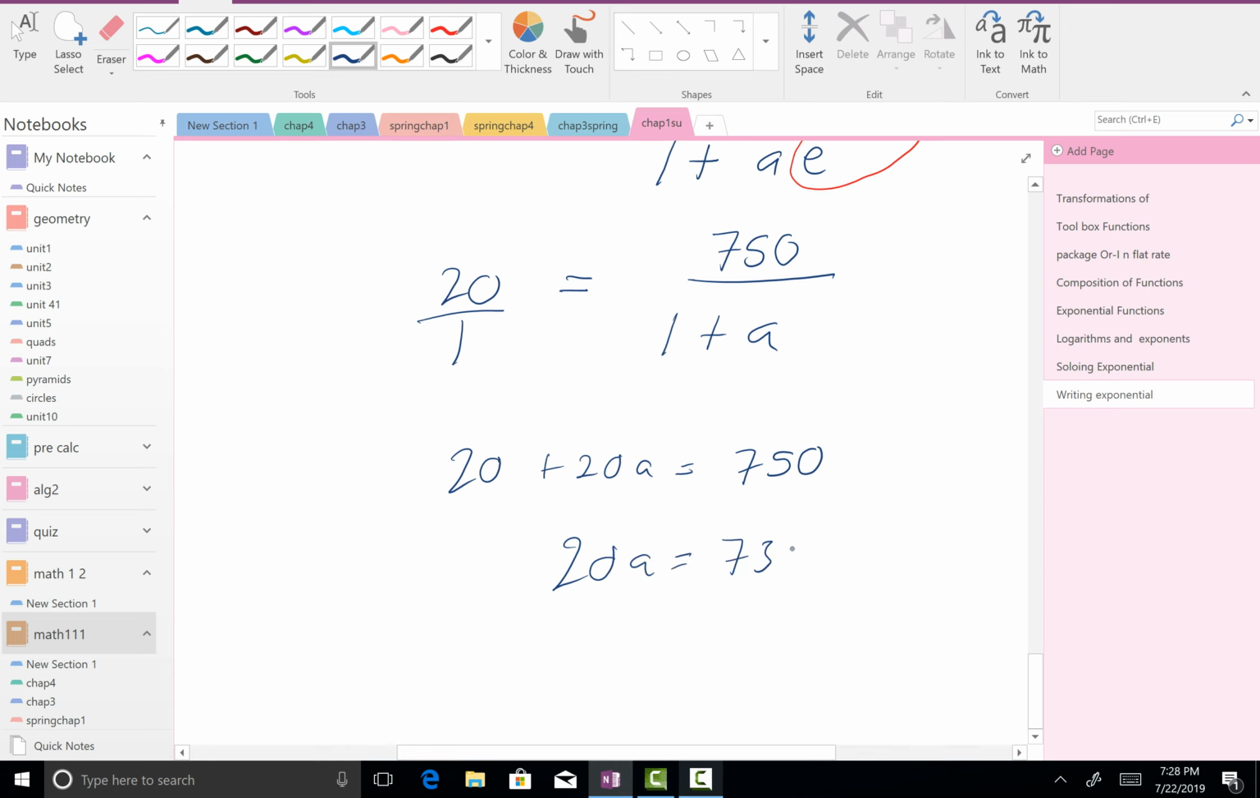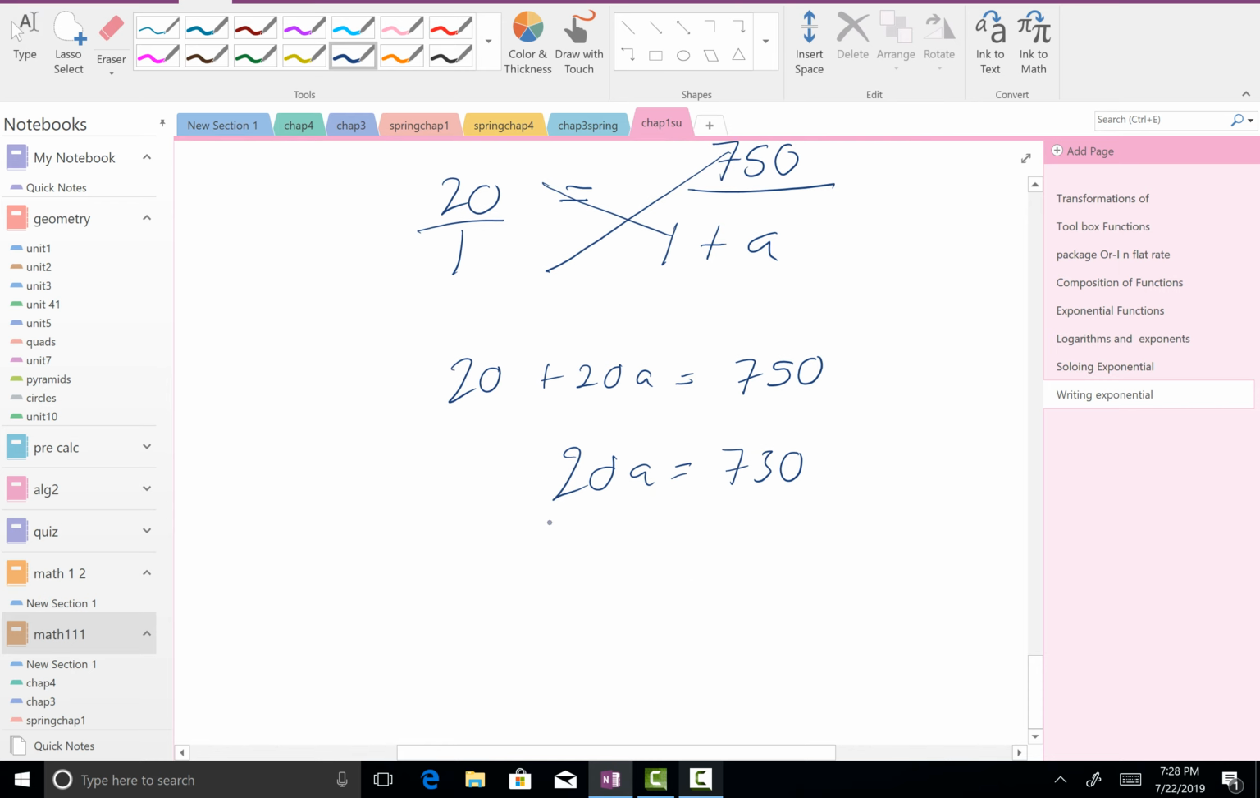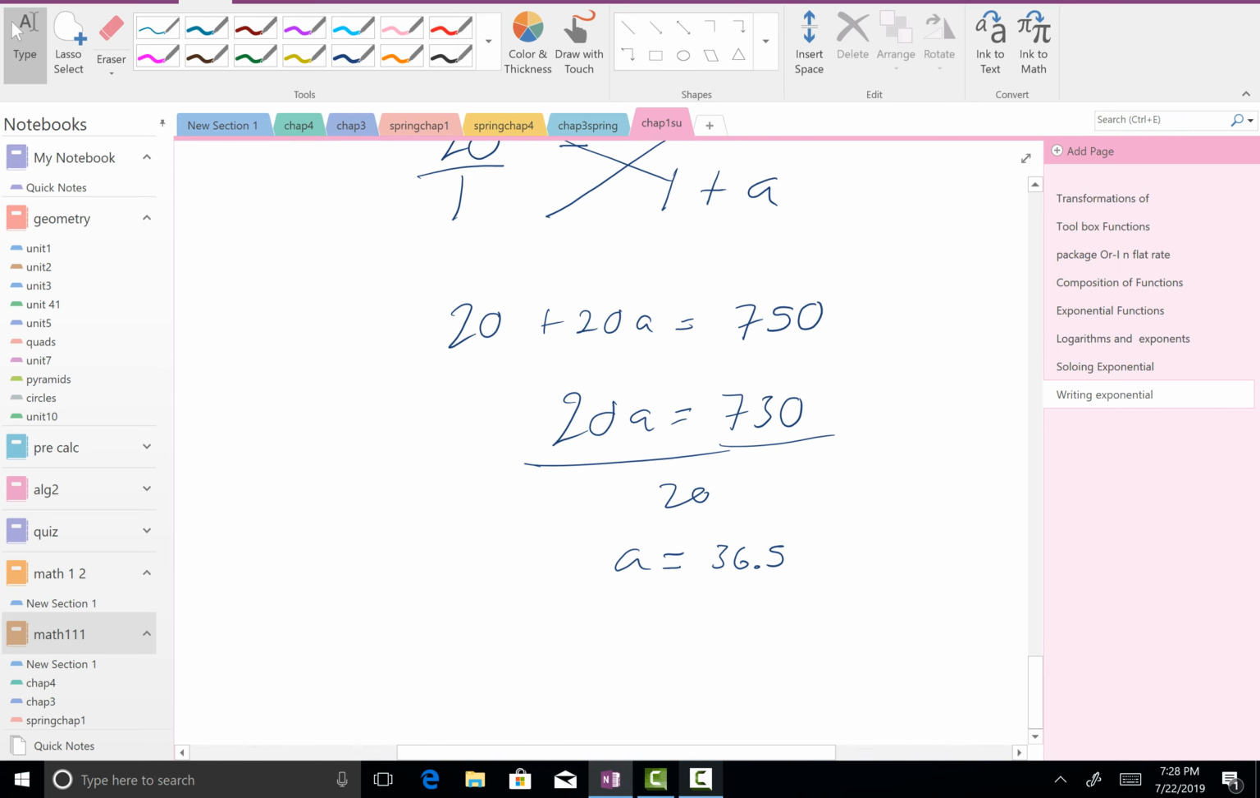So now I have the population of the reds equal to the carrying capacity, which I set to be 750, over 1 plus, I have an A value now, 36.5, e to the negative KT. So what did we do? We used the initial value to figure out what A is, because anything to the 0 power is 1. It works out real slick.